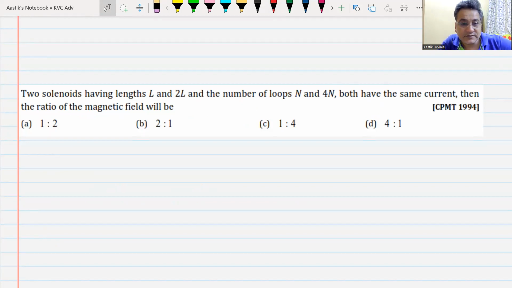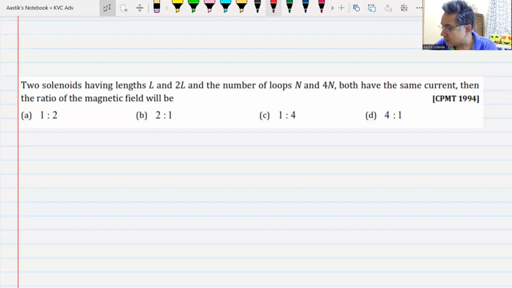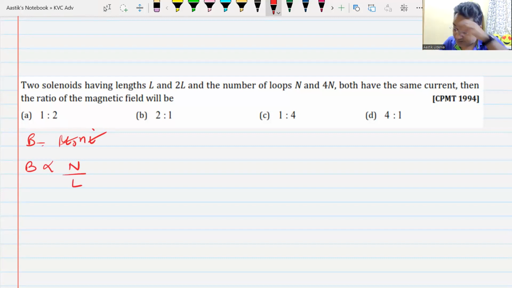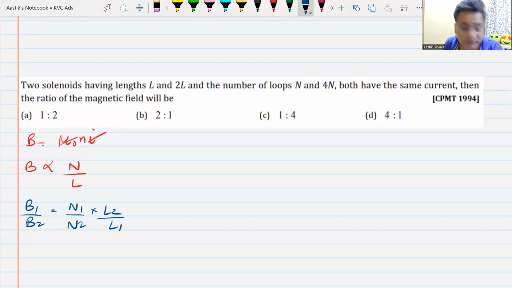I'll give you 2 minutes to solve this. Option A is correct. B is equal to mu naught n I. Mu naught and I are the same, so B is directly proportional to the number of turns per unit length, N by L. So B1 by B2 will be equal to N1 by N2 into L2 by L1. If you do it correctly, which I am not very confident about, the answer would be 1 by 2.